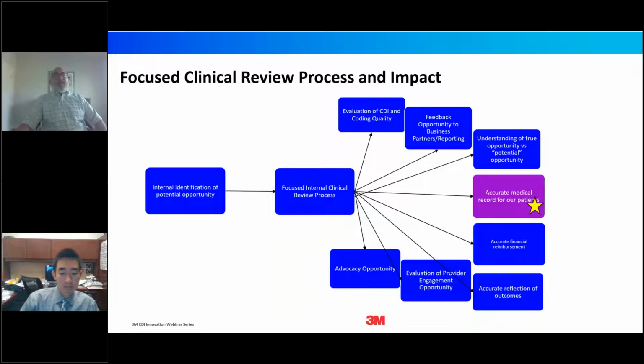This slide talks a little bit about our focus review process, which Jason is a huge part of. We usually come up with some potential opportunity identified, and we focus an internal clinical review, which includes both CDI and coding quality. We give feedback to our partners around it. This is also part of what Jason said: when somebody wants a chart review or multiple chart reviews, they can put in a request for us to look at all of that. The goal of all of this work is making sure that we have accurate medical records for our patients, and that we're reflecting the outcomes from Stanford's work that we do every day.